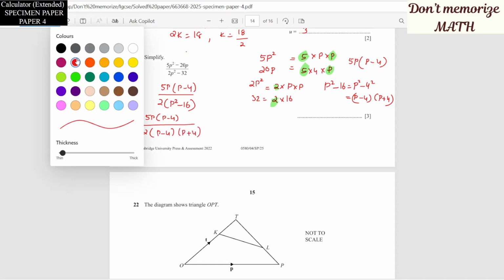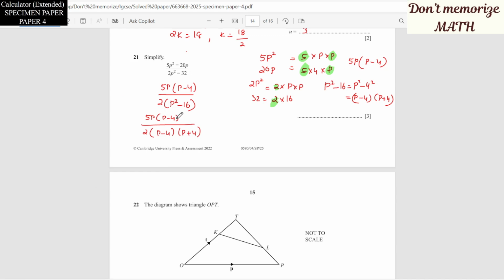Now you can cancel the same terms. You can see p minus 4, cancel them. So the final answer will be 5p over 2 in bracket p plus 4. No need to expand the denominator, because it's okay to keep the denominator in the bracket or in the factorized form. That's all about this question. Next part will continue from question number 22.